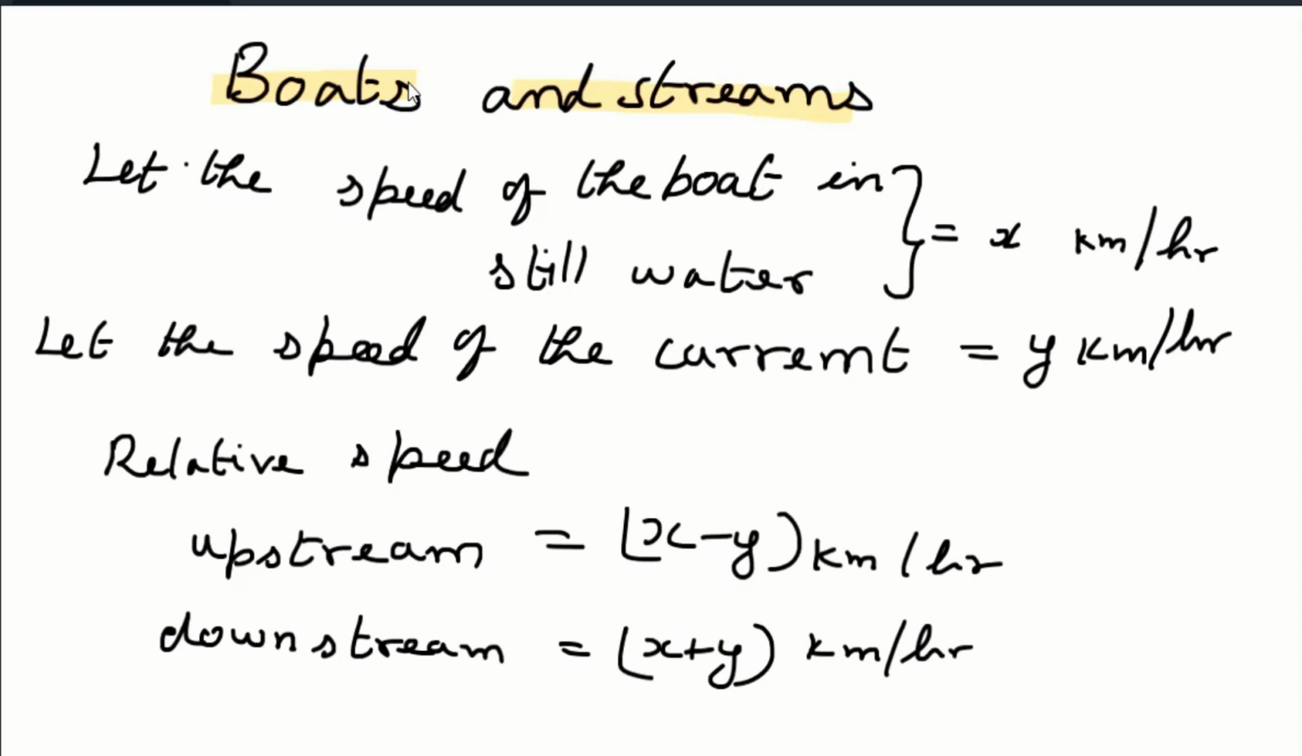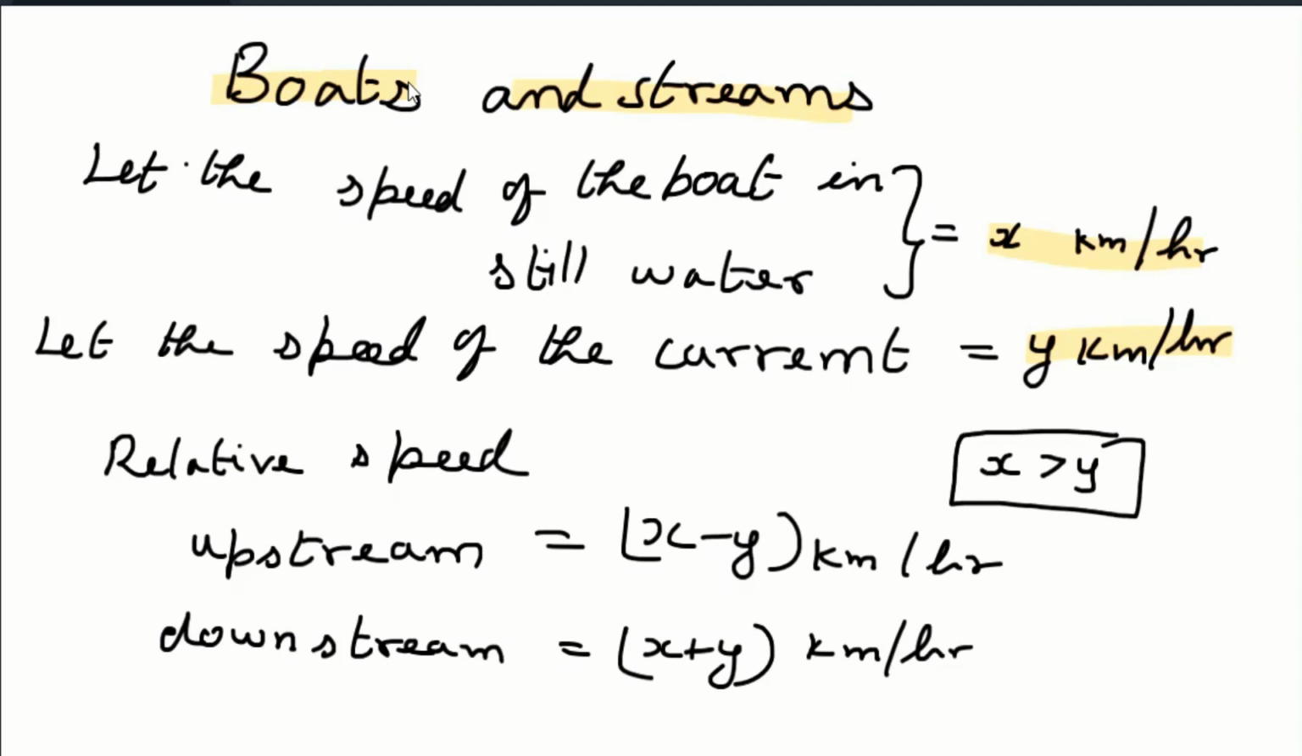Okay. So now let us assume the speed of the boat in still water. This is by default for every sum. You have to write this or assume this. Speed of the boat in still water is x kilometer per hour, and speed of the current is y kilometer per hour. And here always x is greater than y. Why? Because what is x? X is the speed of the boat and y is the speed of the current. Always the speed of the boat will be greater than the speed of the current.